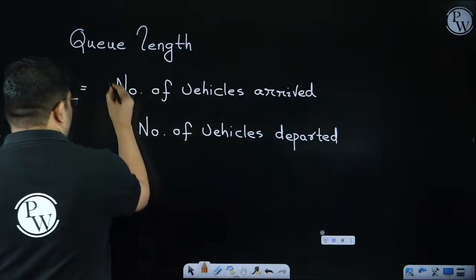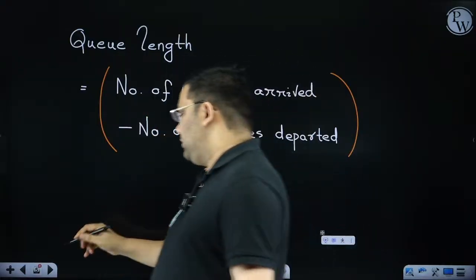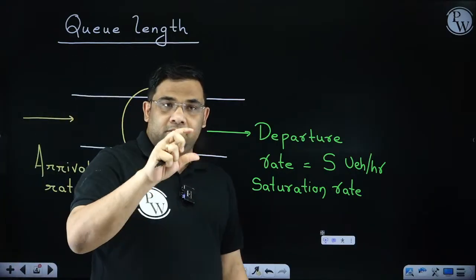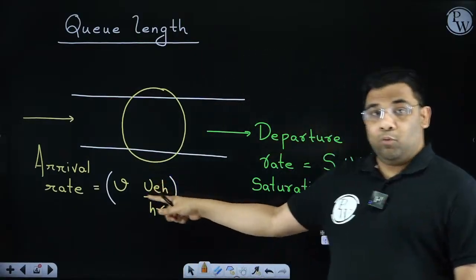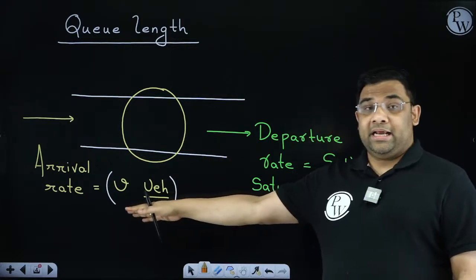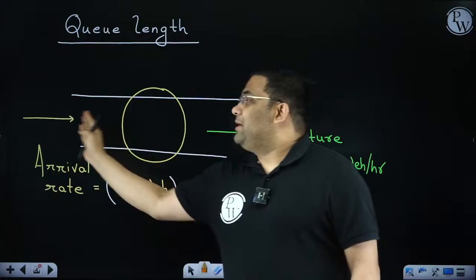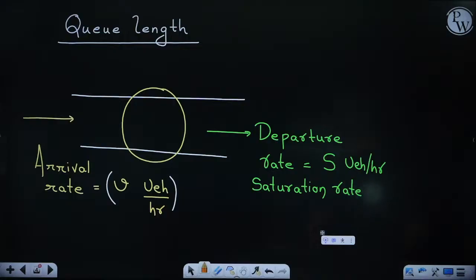Now, from a particular point, suppose some number of vehicles are arriving, and those vehicles are also departing. If the arrival rate is more and the departure rate is less, then what will happen? More vehicles are arriving and fewer vehicles are departing, so they will start forming a queue, or a line, here. That is known as the queue.